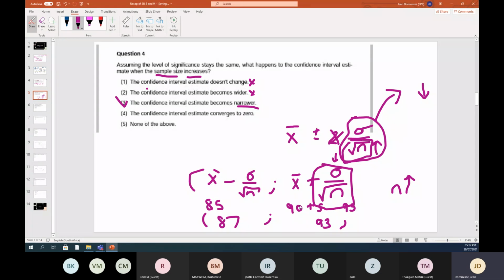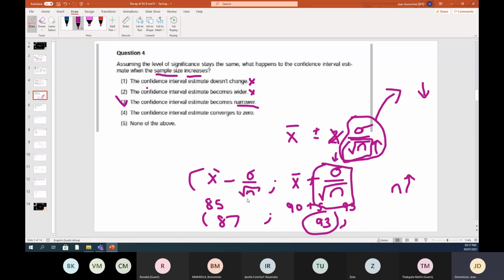Okay, so you can see from a 95, now it is 93. So that gap, originally between 85 and 95, was 10. Now this gap is only 6. So that means that the confidence interval estimate became narrower. And this is something that they like to ask.